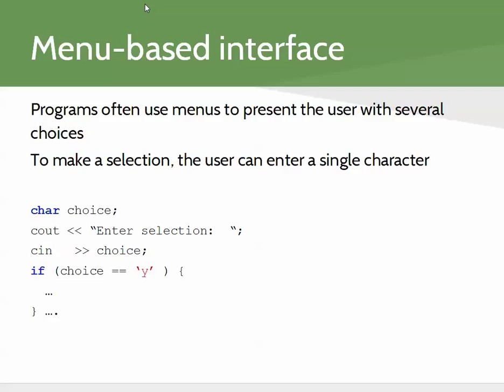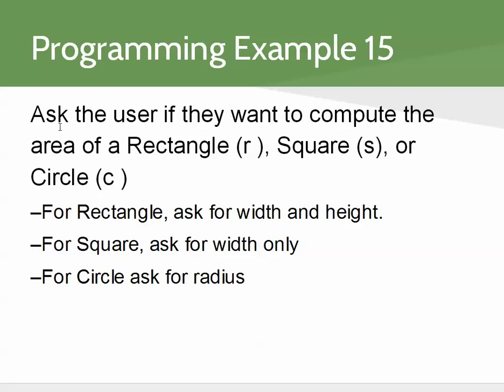So we would construct, using the stuff that we already know, a set of if and else statements to see whether the choice they type in equals some of the selections that we're going to support. So let's start to build one of these menu-based interfaces using standard if statements. I'm going to write a program that asks the user if they want to compute the area of a rectangle, a square, or a circle. For a rectangle I'd ask for the right dimensions, for a square the same thing, and for a circle I'd ask for a radius. So really this is going to be like 3 mini programs based on their menu selection.